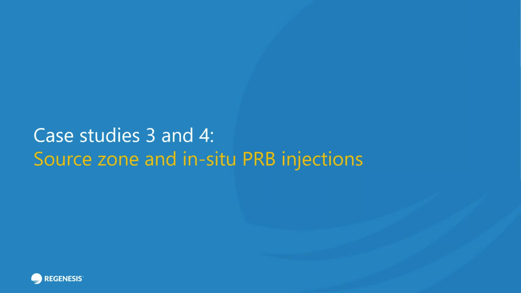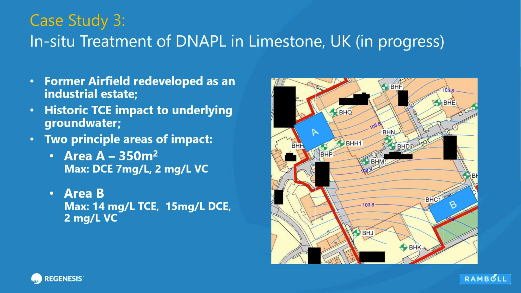So the final case studies 3 and 4, here we're looking at a slightly different application configuration where you have a grid in the source area and then a PRB to manage off-site or on-site migration. So this is an ongoing site. This is one that we are doing with Ramboll. We did the injection works in January of this year. Actually, one of the first sites where we've used a new technology called S-Micron ZVI.